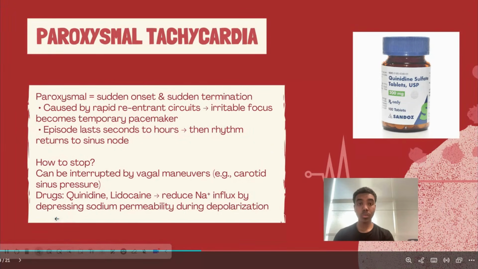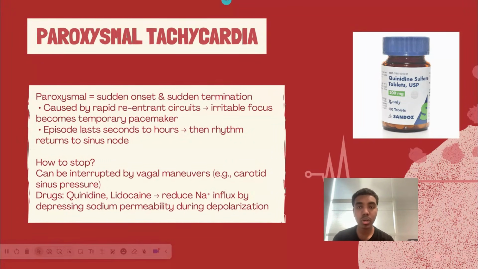All right. So now, paroxysmal tachycardia. What is paroxysmal tachycardia? What does paroxysmal even mean? Paroxysmal simply means it suddenly appears and then it suddenly stops. It's not continuous. This happens when a rapid re-entry circuit forms, causing a localized area to fire impulses very quickly. That area overrides the sinus node and temporarily becomes the pacemaker. These episodes can last from a few seconds to hours, and then the sinus node takes back control.